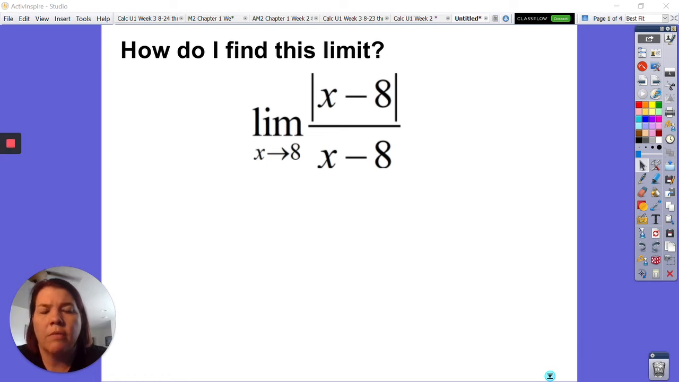So I just wanted to do a quick video here of some common limit situations that aren't going to work with our typical technique. Some of them do, just some things that we maybe aren't prepared or aware of. So I wanted to start by focusing on the absolute value.